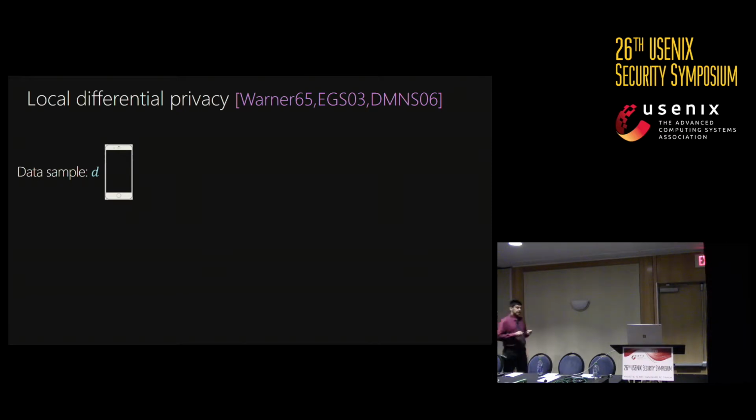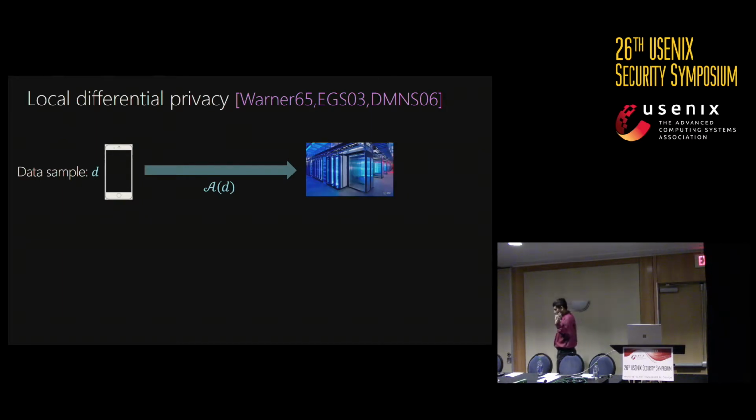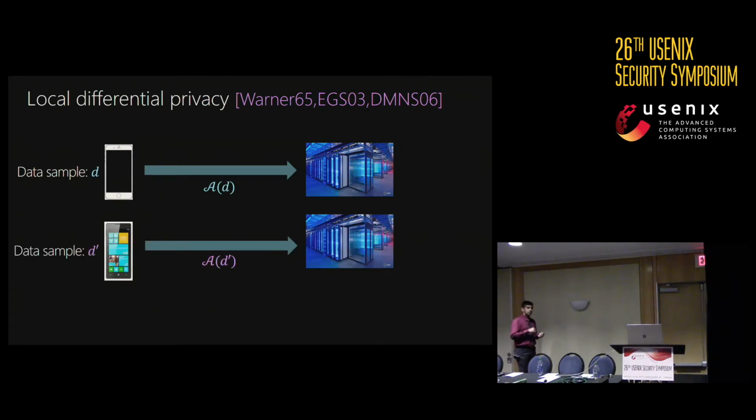So the idea is the following. Suppose your device has a data sample, and there is an algorithm which is running on this data sample and producing the output to the server. Now, for the context of the talk, assume that this algorithm is randomized. So it has access to random coins. Now consider an alternate scenario where the data sample is changed to something arbitrarily different from the original data sample. And the same algorithm is running on the data sample and producing the output to the server.